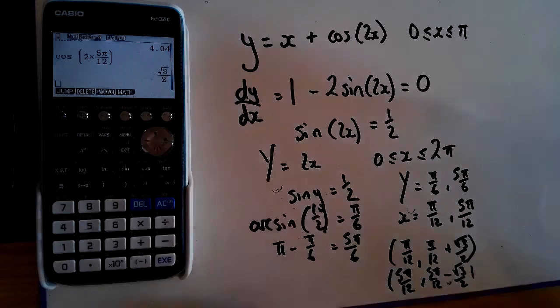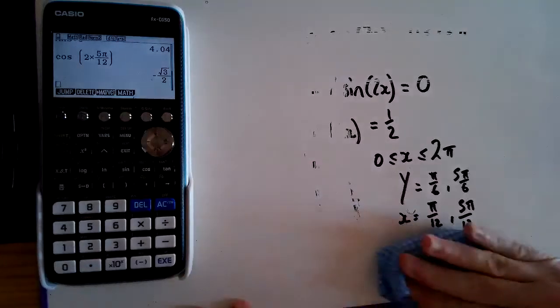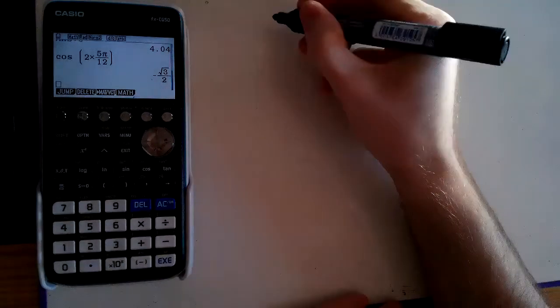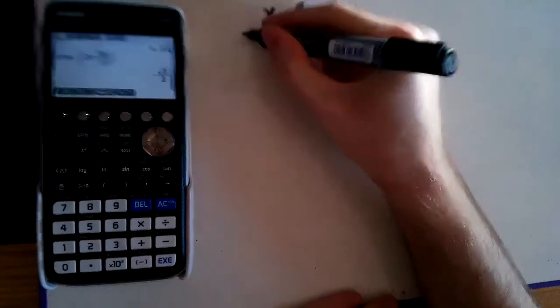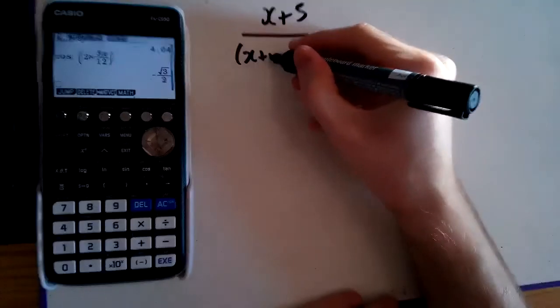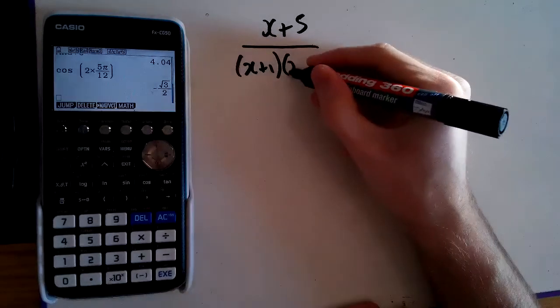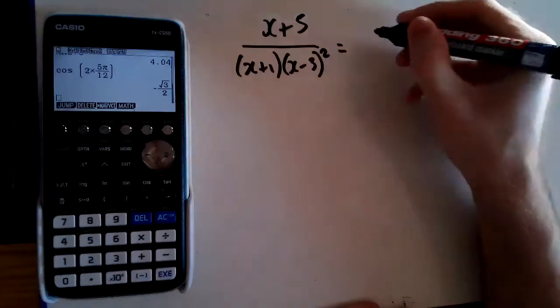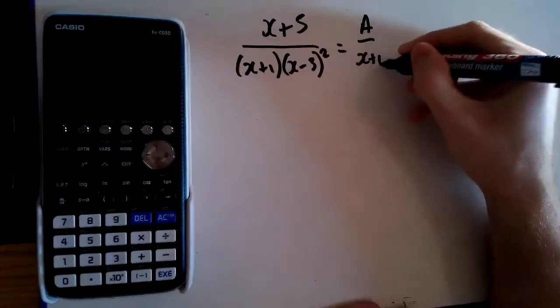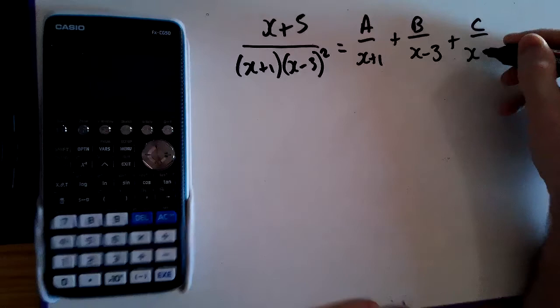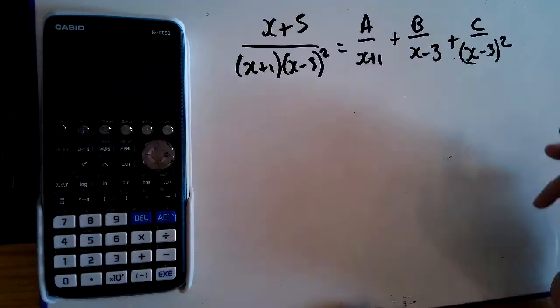Okay, third one. So partial fractions, so x plus 5 over x plus 1, x minus 3 cubed. So remember, I can write that as a over x plus 1 plus b over x minus 3. Now I need an x minus 3 squared as well. Remember, I need both these terms.